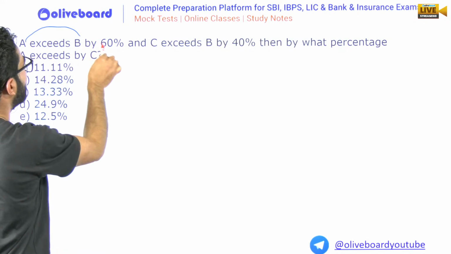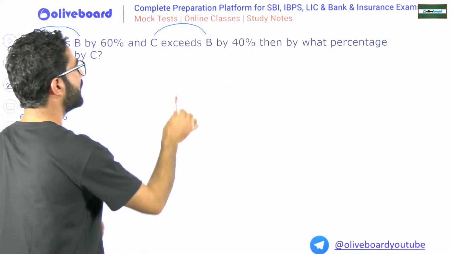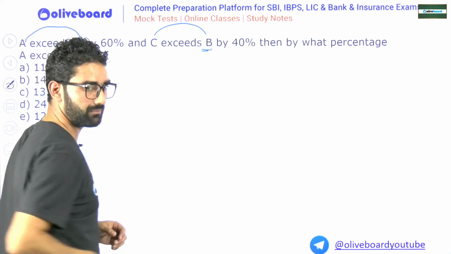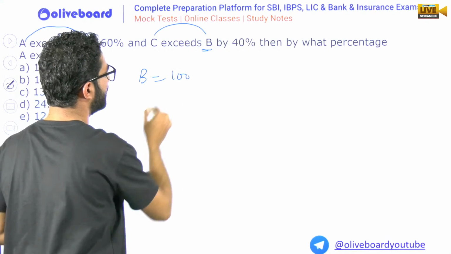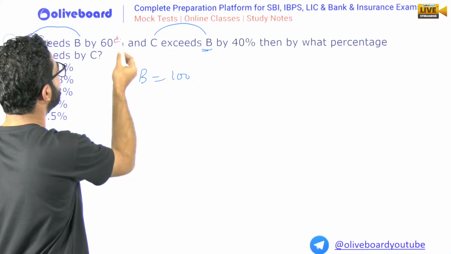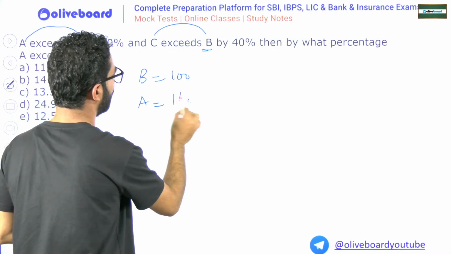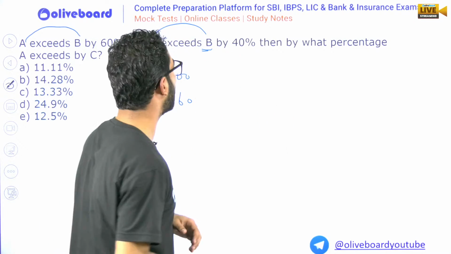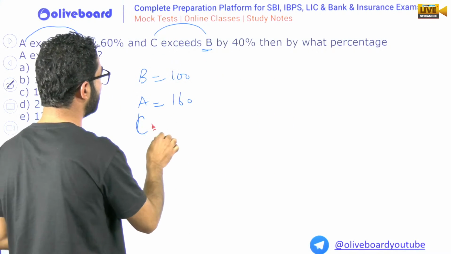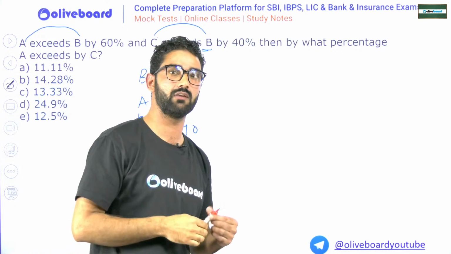A exceeds B by 60%, also C exceeds B by 40%. So we can take B as a base. If I assume B as 100, and A exceeds by 60%, can I say that A will be 160? Now C exceeds B by how much? 40%. That means C will be 140. So A is given, B is given.